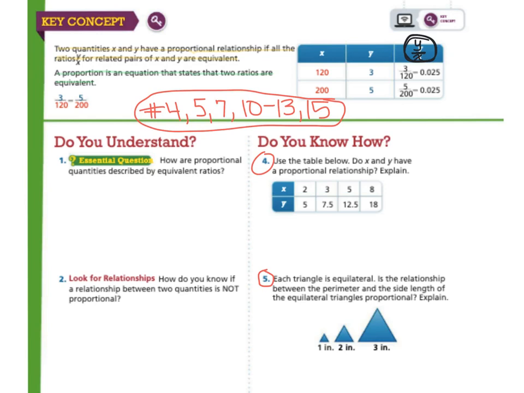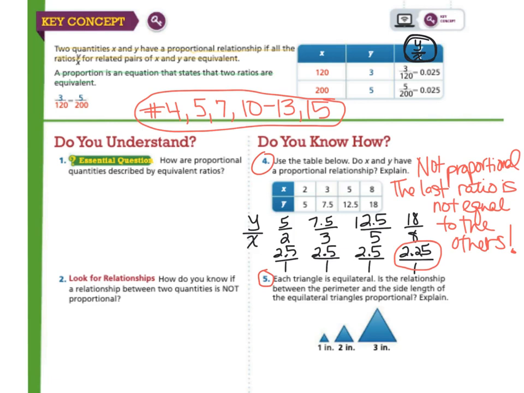So the questions you're going to complete from this lesson are numbers 4 and 5, 7, 10 through 13, and number 15. Pause the video while you try these questions and then come back and check your answers.